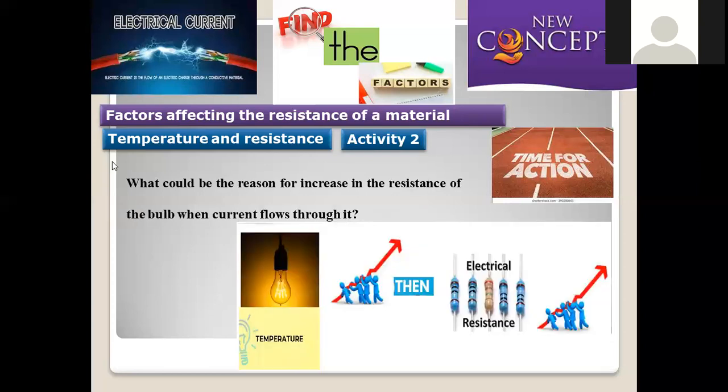Now, the conclusion will be: what could be the reason for increasing resistance as we are increasing the time of illumination? Because as the temperature of that conducting material rises, the electrical resistance is also rising in a similar manner. There is a direct proportionality between temperature and resistance.